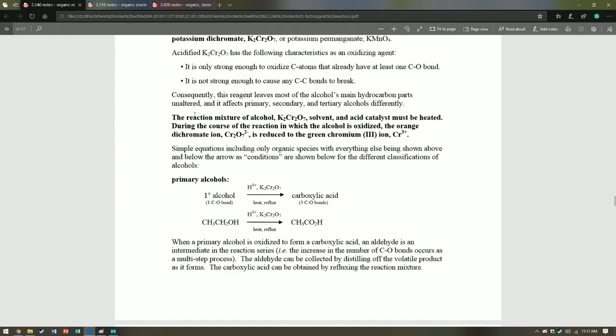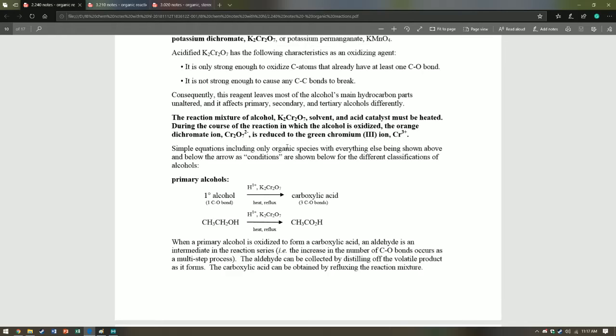So you need a couple of reagents for this reaction to occur. You can't just dump in the acidified dichromate. The reaction mixture needs to be heated up. You need the mixture to be acidified, and you're expected to know that the oxidized color is orange and the reduced color is green. The dichromate ion is reduced to the green chromium ion, whereas the chromium 6+ ion is orange.